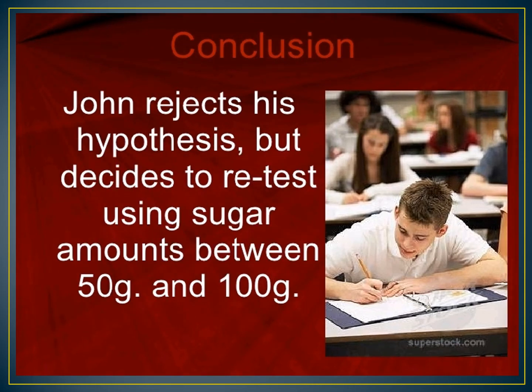He then rejects his hypothesis but decides to retest using sugar amounts between 50 gram and 100 gram of sugar. So what are the numbers between 50 and 100? Okay, very good. 60, 70, 80, and 90.